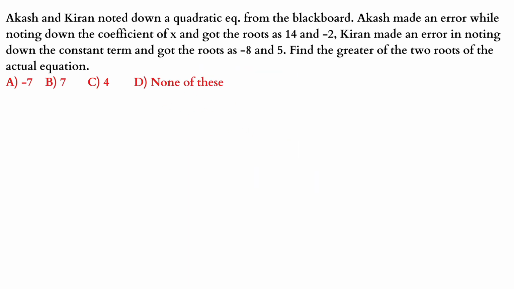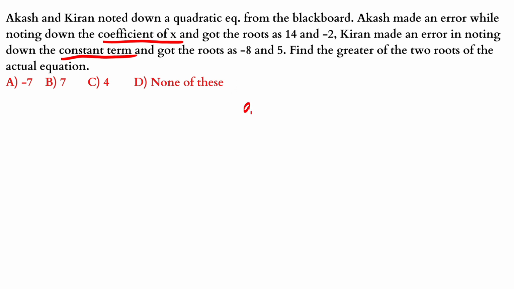Let us solve this question. Akash and Kiran noted down a quadratic equation from the blackboard. Akash made an error while noting down the coefficient of x and got the roots as 14 and minus 2. Kiran made an error in noting the constant term and got the roots as minus 8 and 5. Find the greater of the two roots of the actual equation.